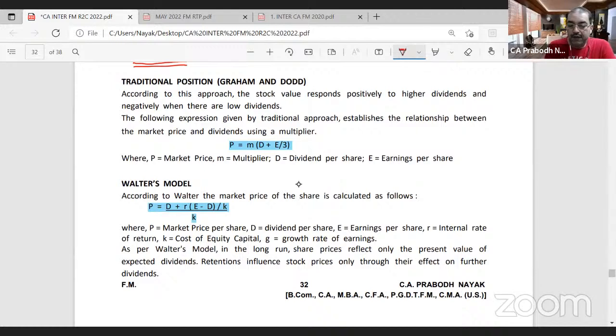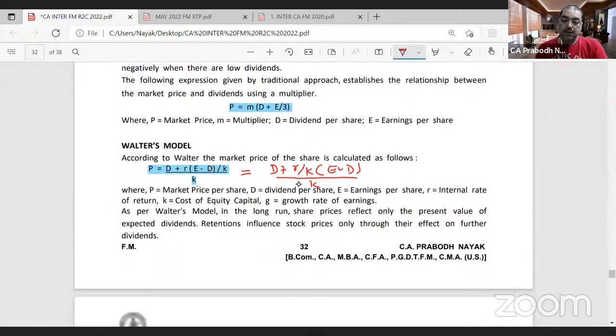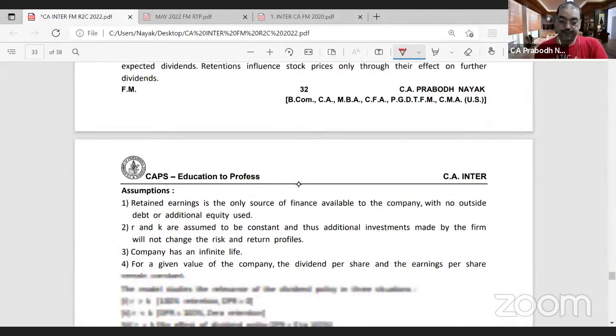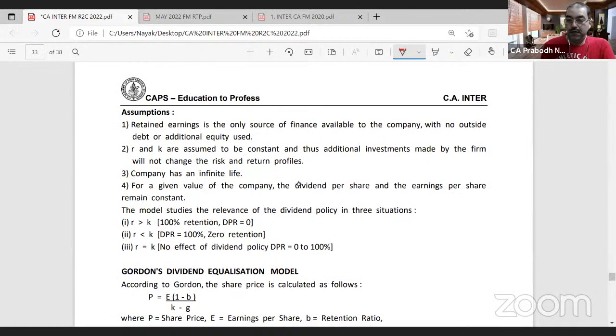Over here, as I told you, D is your dividend per share, R is your internal rate of return, E is your earnings per share. So P equals (D plus R into (E minus D) divided by K), the whole thing divided by K. I can further simplify this and write it in a better form: D plus (R by K) into (E minus D) upon K. In Walter's model, you have to remember these 3 points.